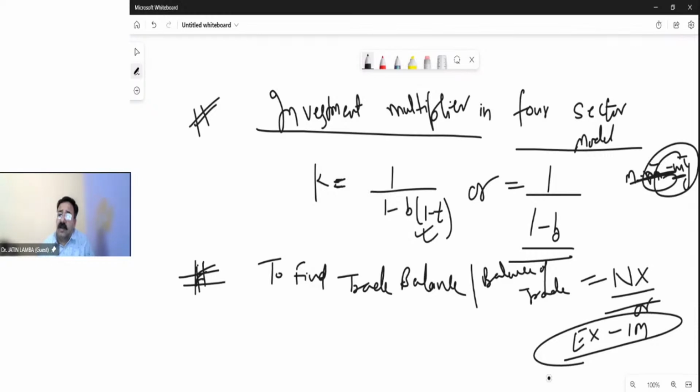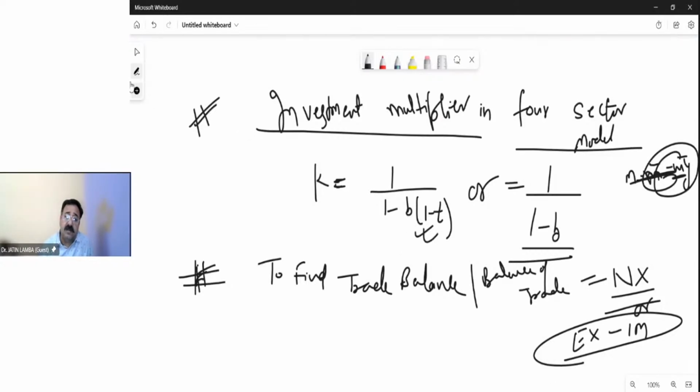Need not get confused if it says find out the trade balance or balance of trade, that is the same thing, net export, because trade balance is the difference between export and import, right? Or balance of trade is known as export minus import. So this is the same thing.